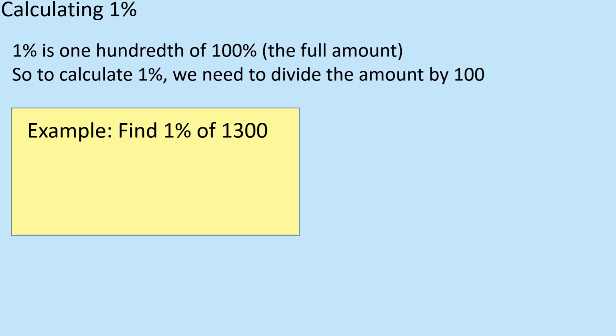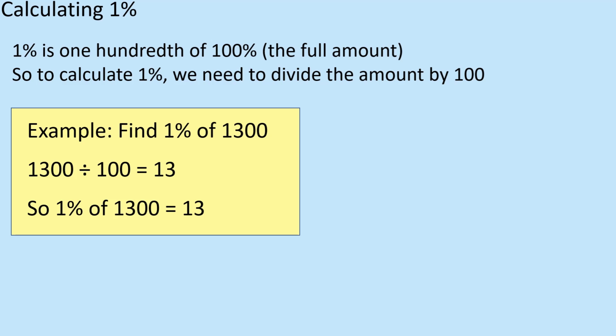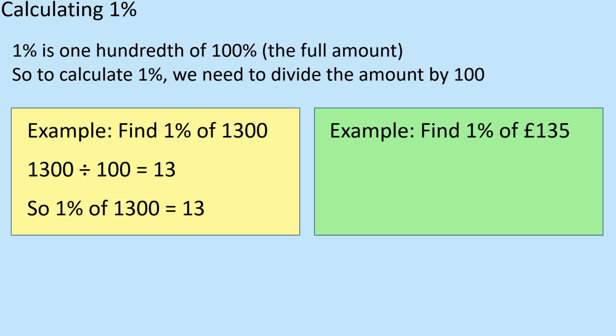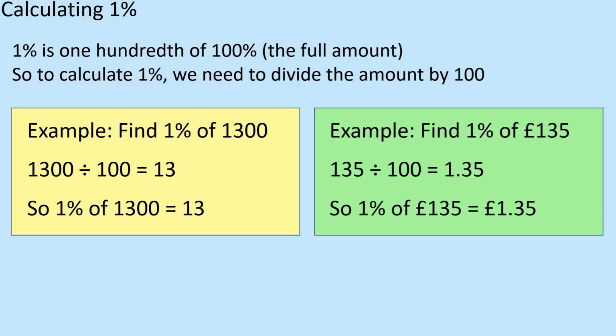So to find 1% of 1300 you just divide it by 100, it gives you 13, and that's going to be your answer. If you want to work out 1% of 135, same process, divide it by 100, and that's going to be your answer, 1%.